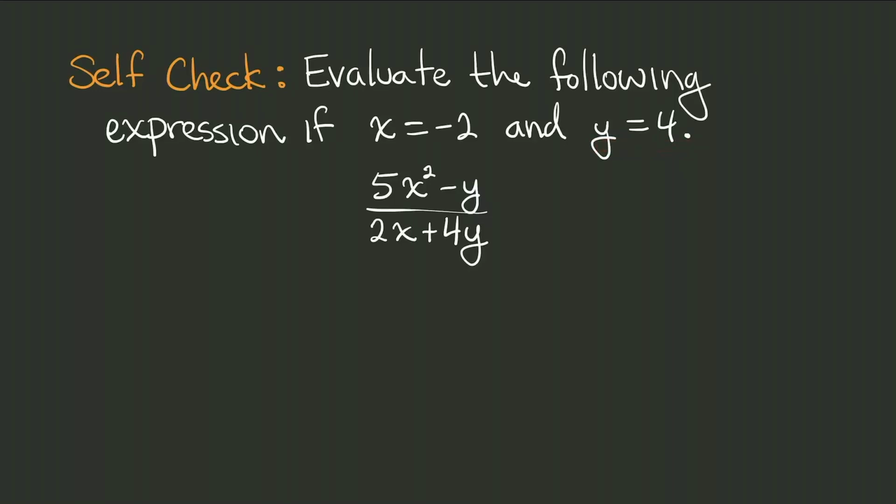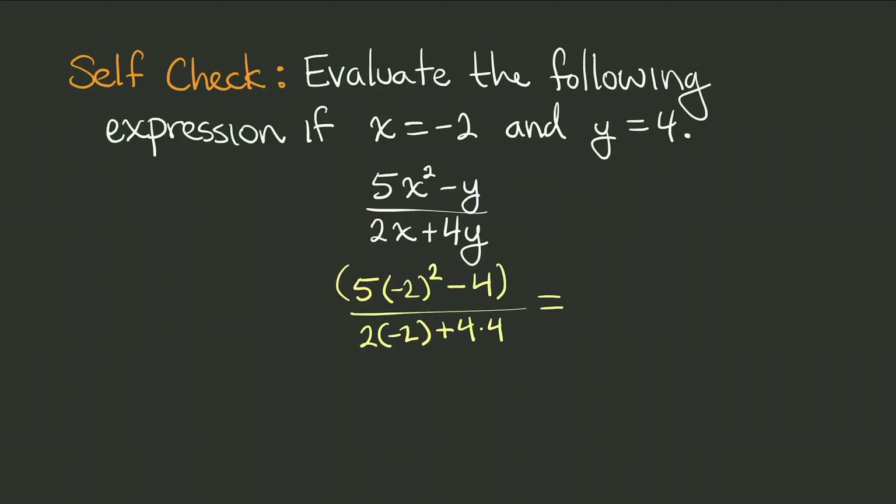So we'll have 5 times negative 2 squared. Notice that I put negative 2 in parentheses and then squared all of that. Minus y, so minus 4, divided by 2 times x, so negative 2 again, plus 4y, so 4 times 4. Now, whenever I am simplifying a fraction that has expressions both in the numerator and the denominator, I'm going to consider it as having parentheses around the numerator and the denominator.